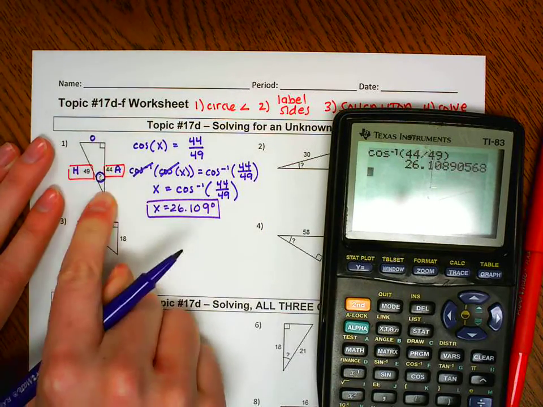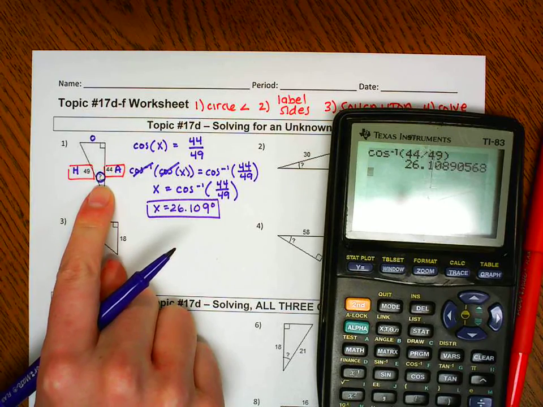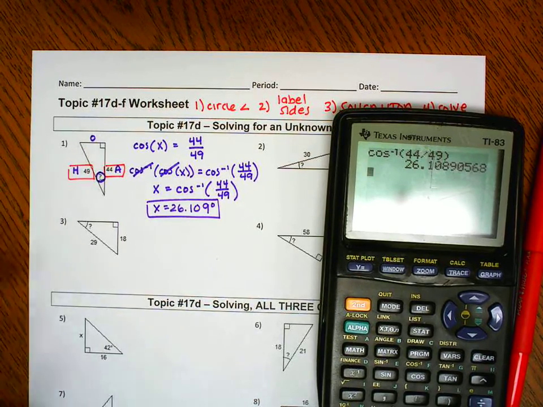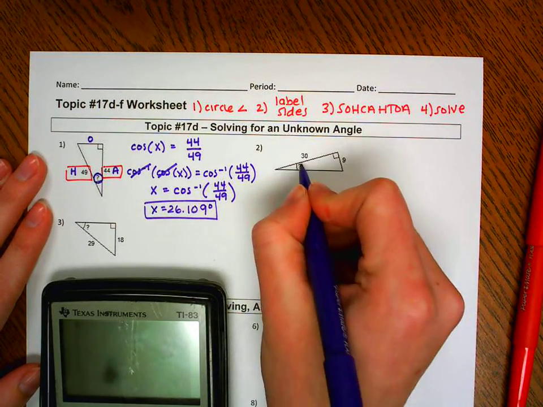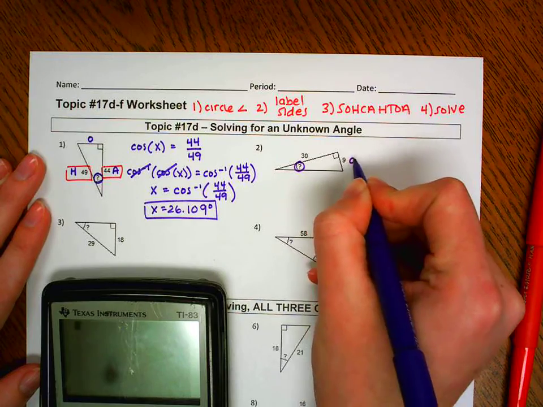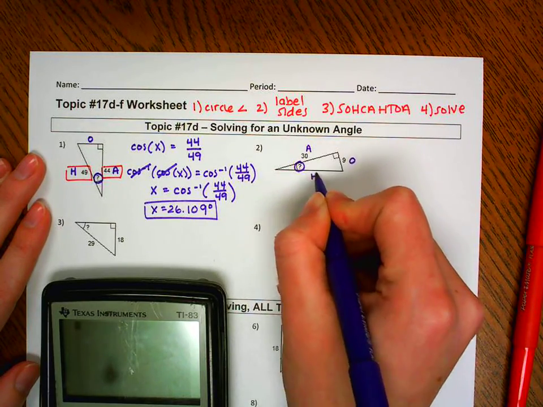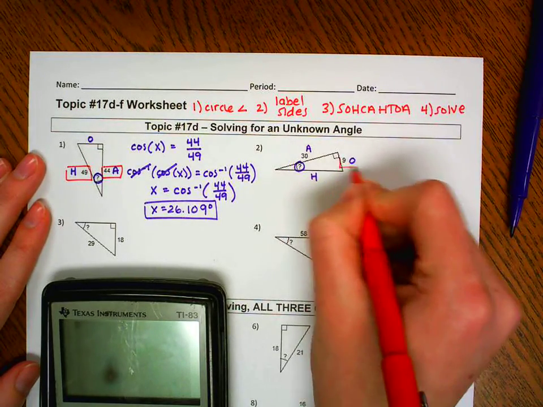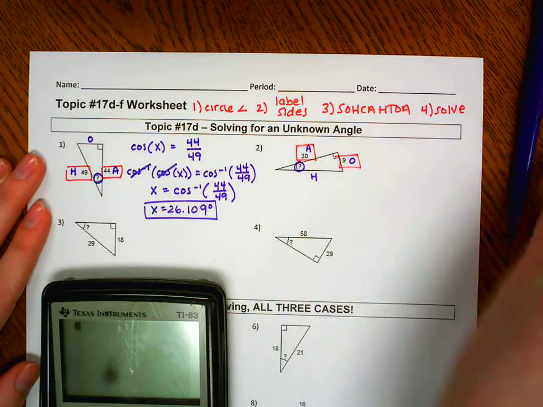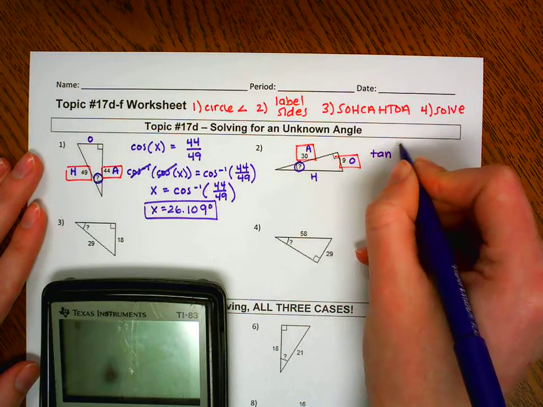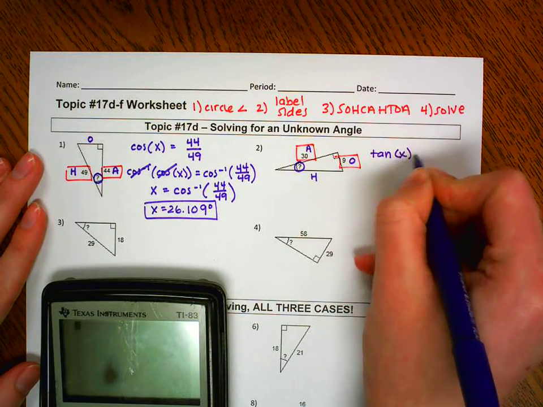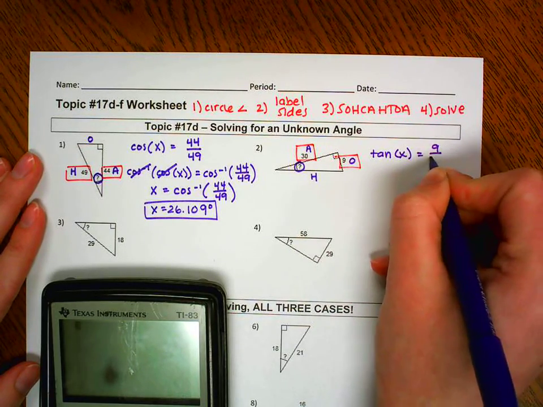That is the angle, and it makes sense as an answer because an angle needs to be between 0 and 90 degrees to be one of these two angles in the right triangle. Let's do it again. Here's my angle. Here's my O. Here's my A. Here's my H. O has a partner. A has a partner. That gives me tangent. So I have tangent of my unknown angle equals O over A.